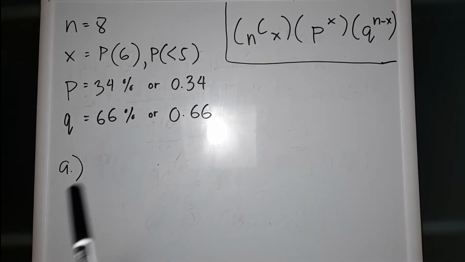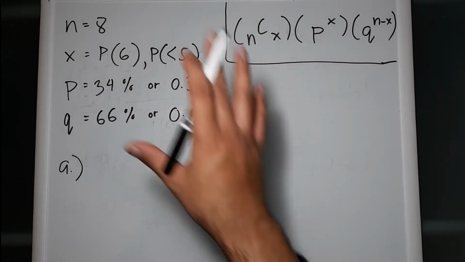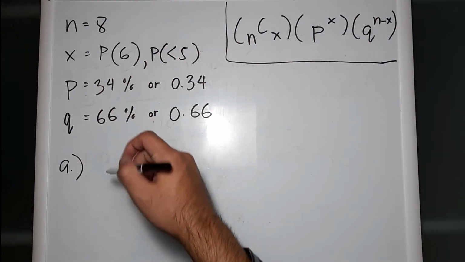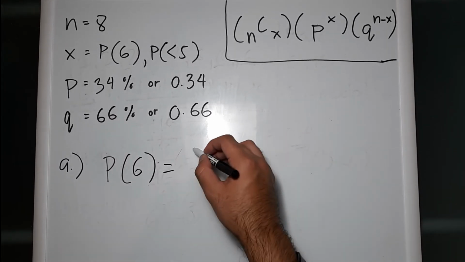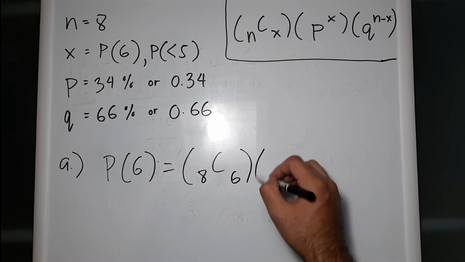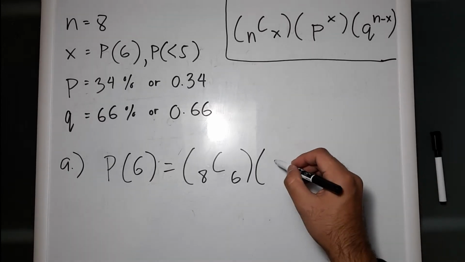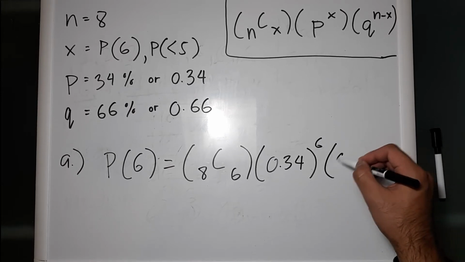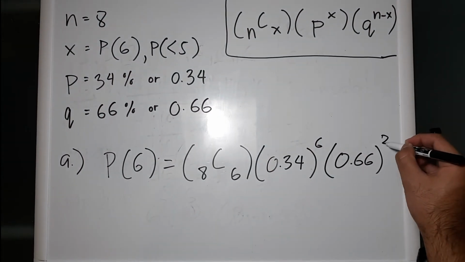So after listing all the variables, all we need to do is substitute them into the formula. The first part of the problem was finding exactly 6. We're going to write it like this. So n is 8, C x is 6, the probability of success is 0.34 raised to 6, and the probability of failure is 0.66 raised to n minus x. 8 minus 6 is 2.